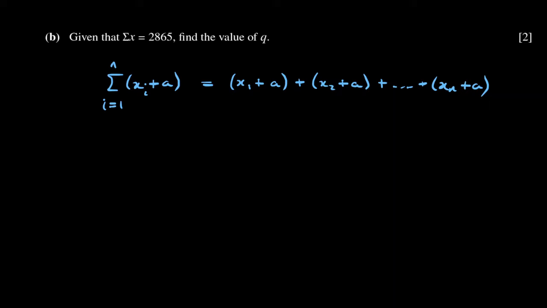So that's actually the same thing as sigma x_i from i equals 1 to n. And then what are you doing? Well, you're doing a plus a plus a plus a plus a, n times, so that's n lots of a. So the way you could write this is to say the sigma of x plus a is actually the same thing as sigma x plus n times by a. And that's really the key principle that we've got to use here.